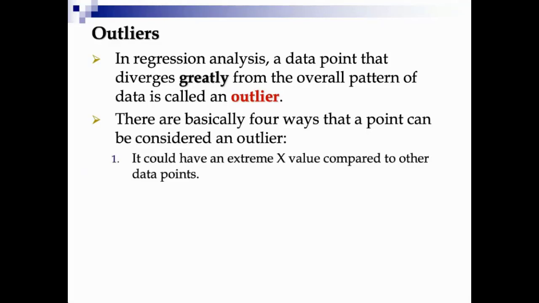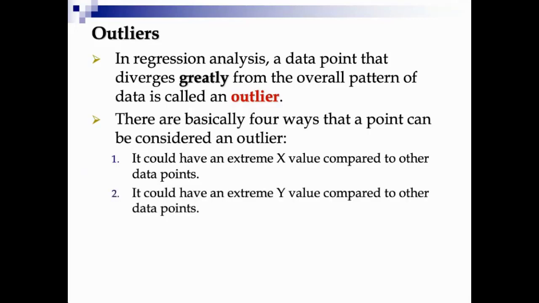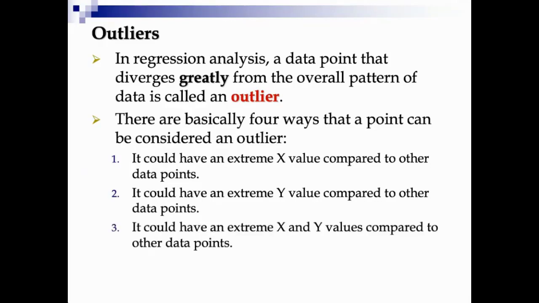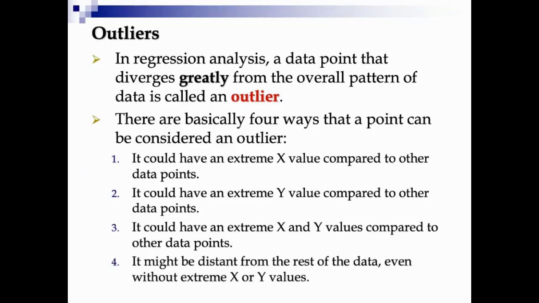You can have an extreme X value compared to all the other components. You can have an extreme Y value compared to all the other data points. You could have an extreme X and Y data point compared to the rest of the data points. And then you can have a distant point that's just different from the rest. It's not extreme, but it is away from the rest of the overall pattern. And I'll show you examples of each of these.